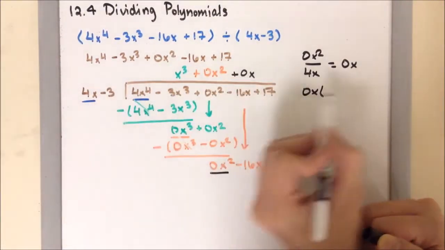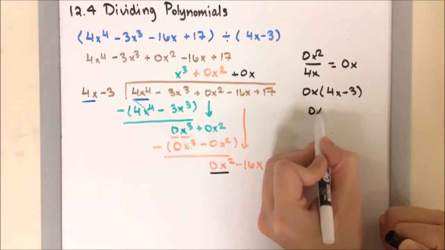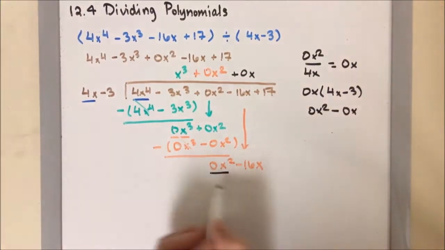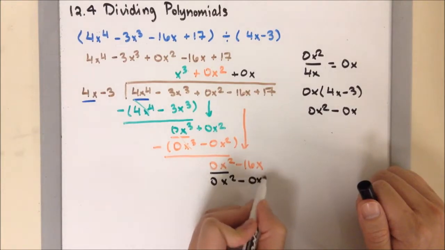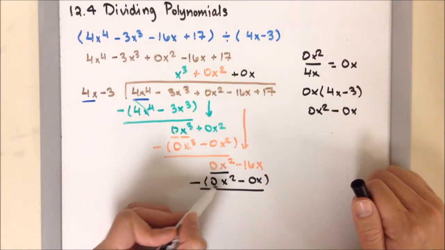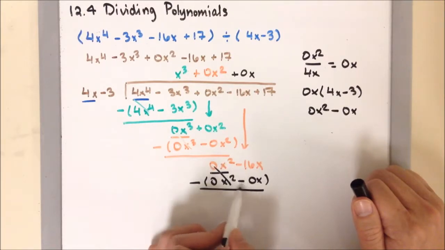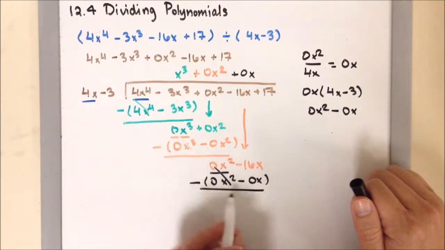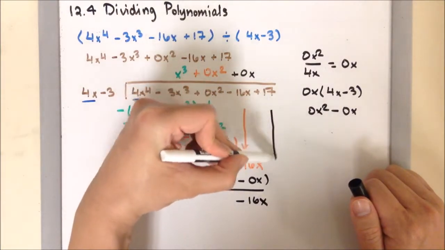0x times my divisor, so 4x minus 3. When I multiply, it will be 0x to the second power, and then 0x times minus 3 will be minus 0x. Bring it over here. Alright, so 0x squared minus 0x squared will cancel out. And then when I distribute the minus to this minus 0x, it will be negative 16x plus 0x, which will be negative 16x. And now I'm going to bring down my plus 17.